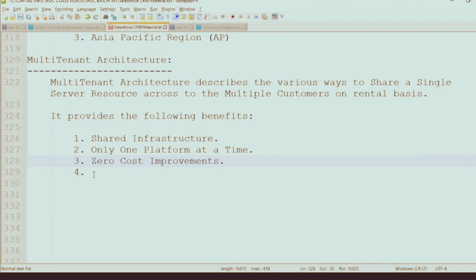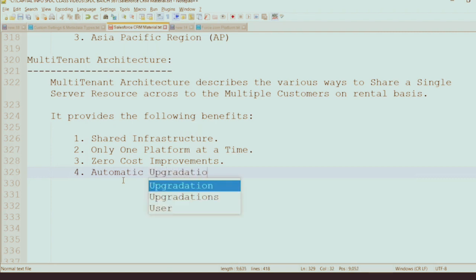Okay, now, next one. The last benefit is automatic upgradations. What do you mean by these automatic upgradations now? There is no need for manual installation. Whenever you are getting some new releases here, we no need to install those new release features manually by our own.